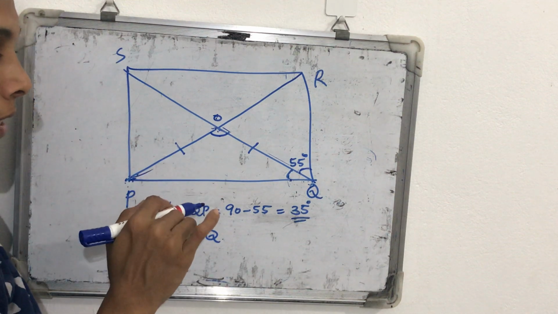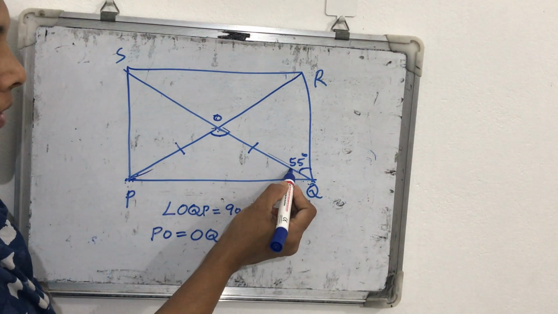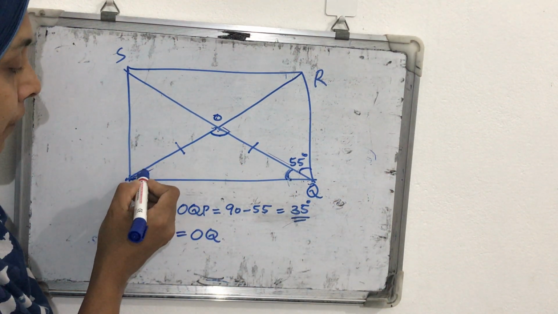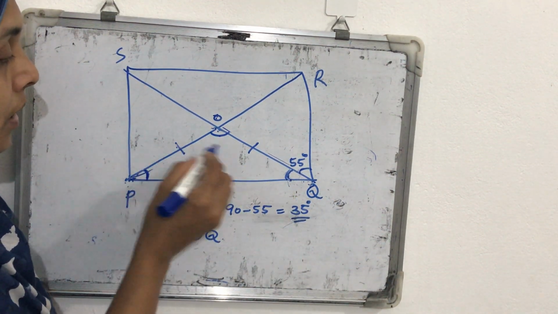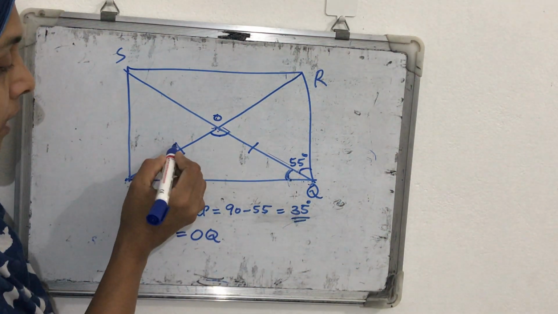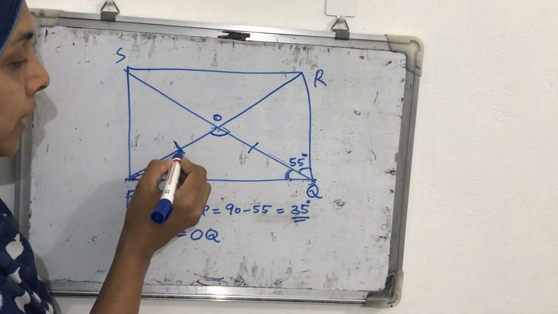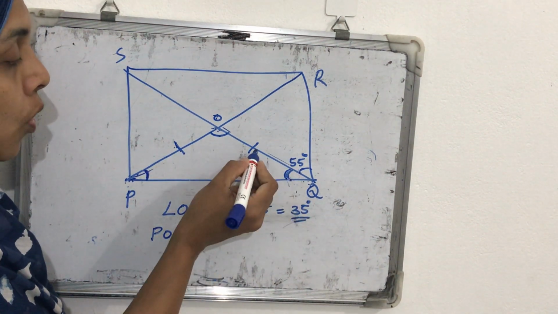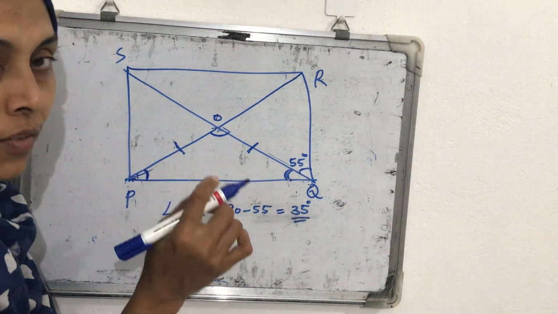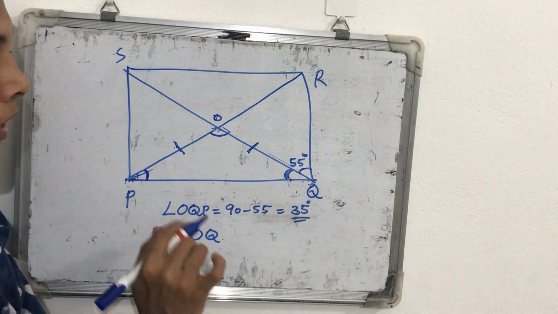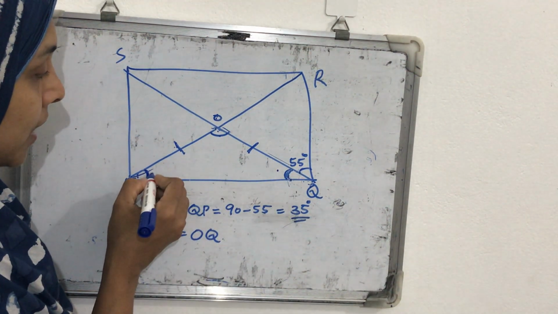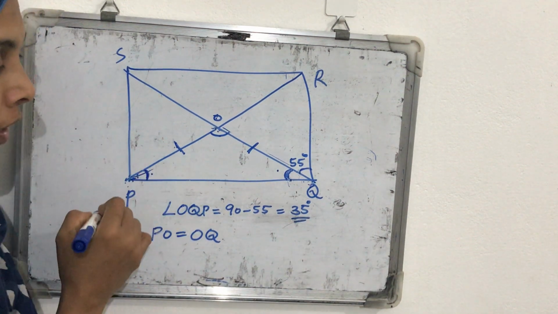So for an isosceles triangle, if this angle is 35 degrees, what will be this angle? We know the angles opposite the equal sides are equal. What is the opposite angle of this side? This angle Q, and the opposite angle of this side is angle P. So those two angles will be equal in an isosceles triangle. So if this is 35 degrees, angle P is also 35 degrees.